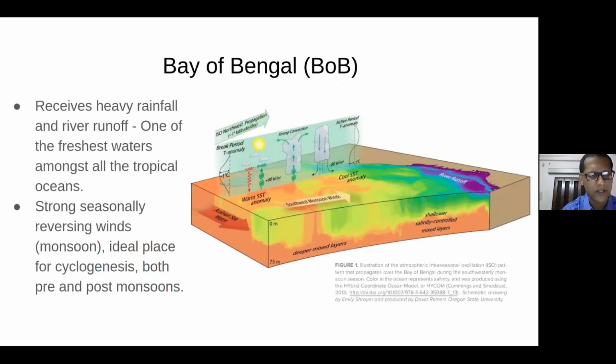So Bay of Bengal is very, very special in the sense that it receives heavy rainfall and heavy river runoff. So it is one of the freshest waters amongst all the tropical oceans. Then as the cyclones progressively move towards a certain coast, suppose it is moving towards Bangladesh or towards Orissa or Bengal coast, this seawater will continue to rise and move as a sort of wave. And that wave, when it hits the coast, causes a lot of inland flooding, which is called storm surges.